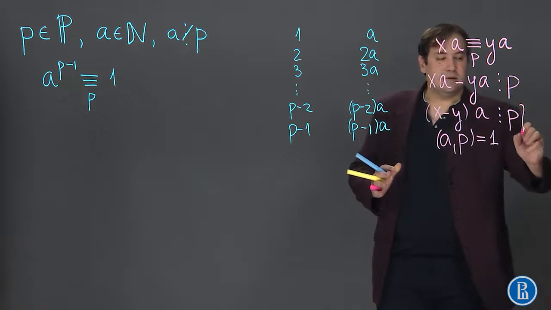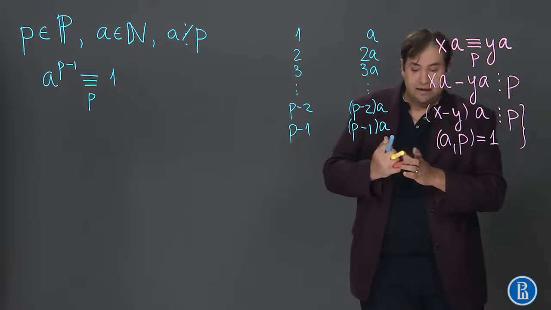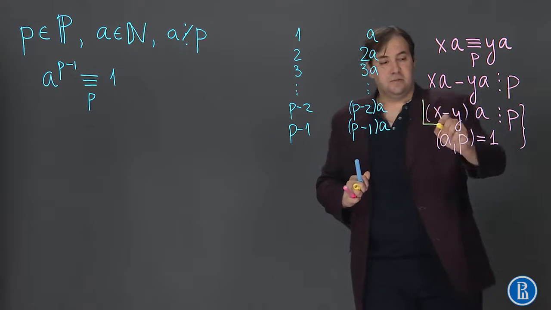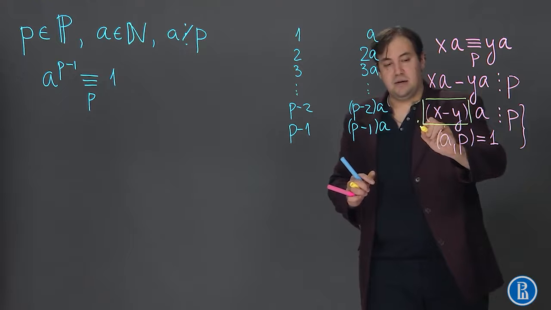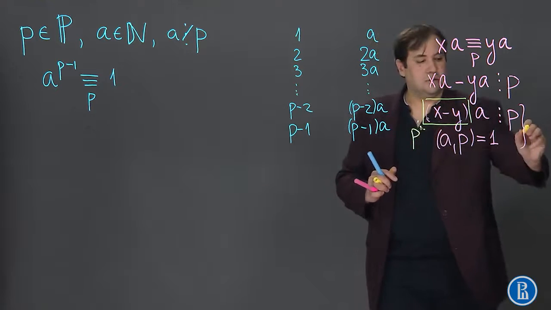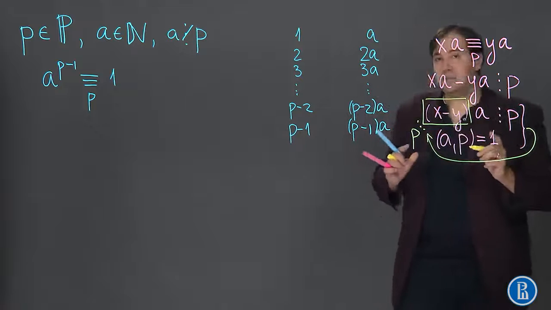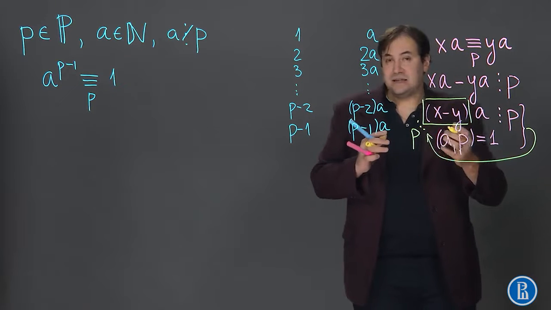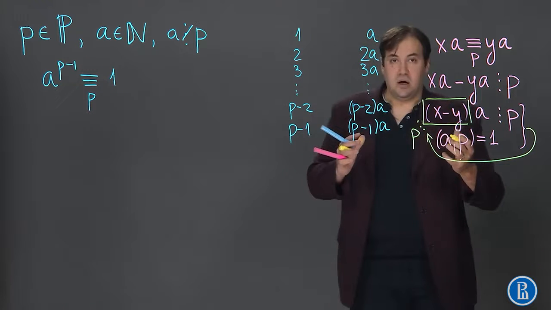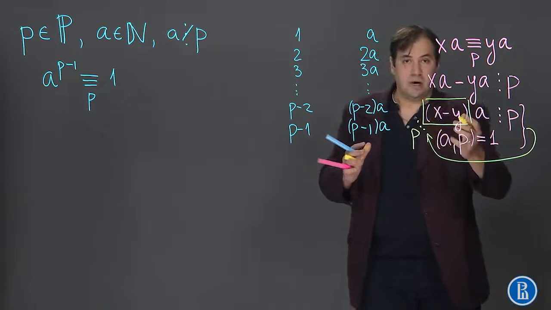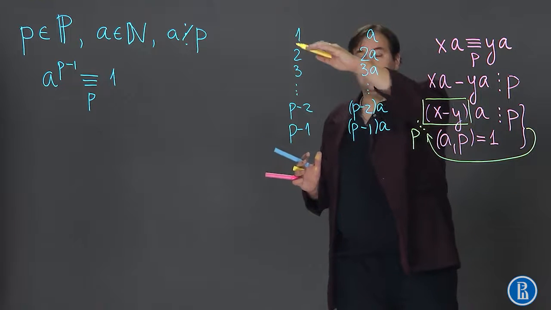So from this, it follows that exactly the first factor, namely x minus y, must be divisible by p. So it follows from here that x minus y must be divisible by p. But how is this possible? Well, I believe that this is possible only if x is equal to y, because both x and y are less than p, greater than 0.